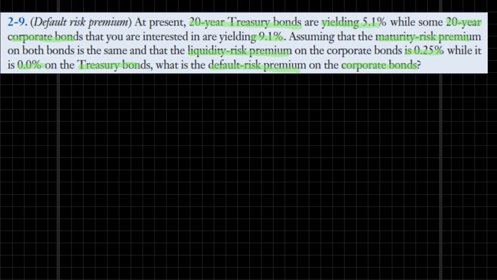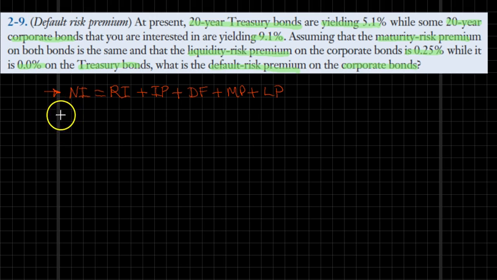Okay, let's begin by recalling the formula for nominal interest rate. The nominal interest rate is equal to the real risk-free interest rate plus the inflation risk premium plus the default risk premium plus the maturity premium and finally the liquidity premium. Now, this formula applies to both the treasury bond and the corporate bond. Let's first apply it to the treasury bond.